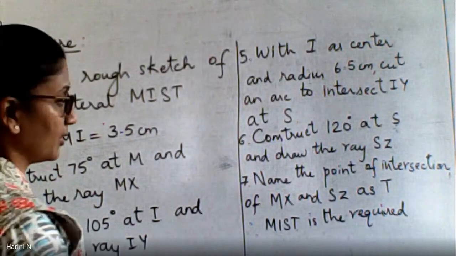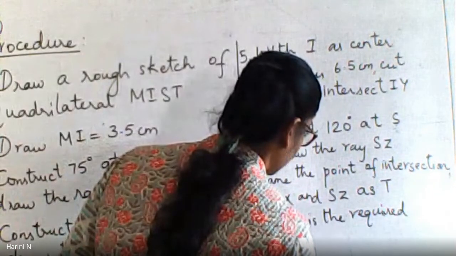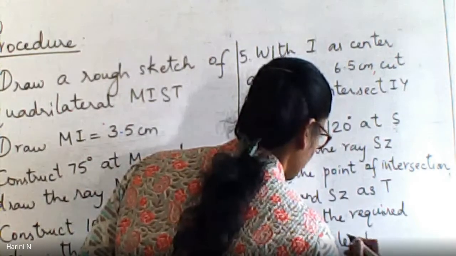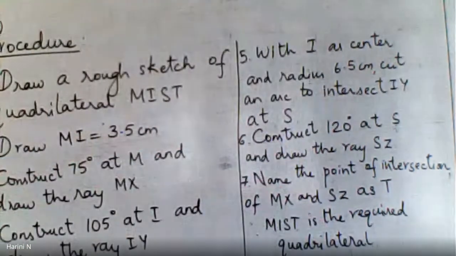Is the required quadrilateral. Next construction, you are going to construct the quadrilateral. This is case 4, because already 3 different varieties of quadrilaterals we have seen. This is the 4th variety of the quadrilateral.